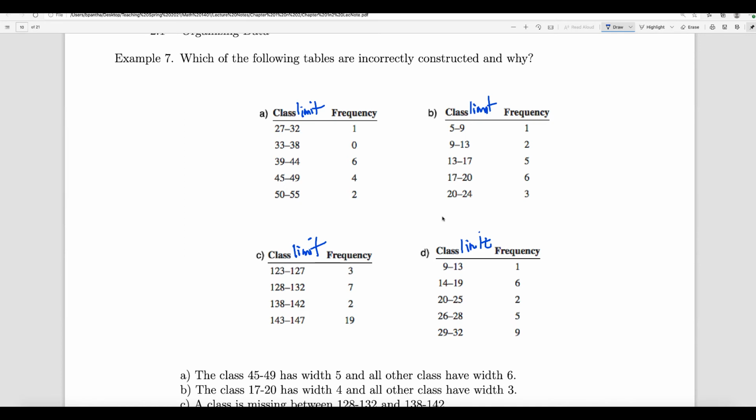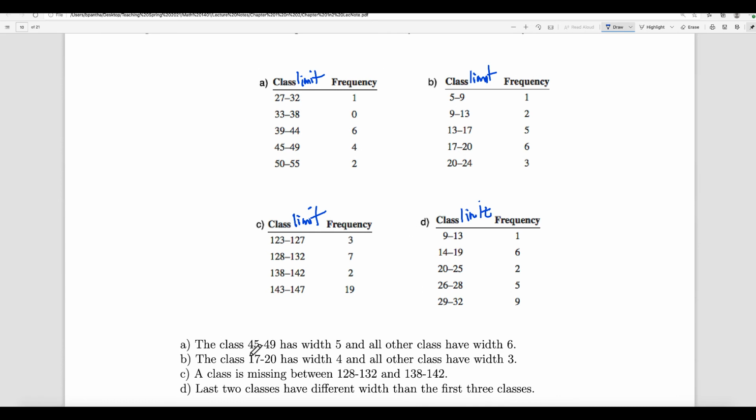The table is not correctly constructed if the class widths in the different classes are not the same. If some classes have width 5, another class has width 7, like that, it is not correctly constructed. Sometimes the gaps between the classes are different. For example, the gap between 22 and 23 is 1, and then another class may have a bigger gap. That is not the right way to write. All the gaps between the classes must be the same if they are correctly constructed. Sometimes there are 0 gaps, or 1 gap, or 2 gaps, like that. So the gaps between the classes must be the same, the class width must be the same, and a class should not be missing, meaning the gap should not be bigger than the gaps between the other classes. Okay, let us look at that.